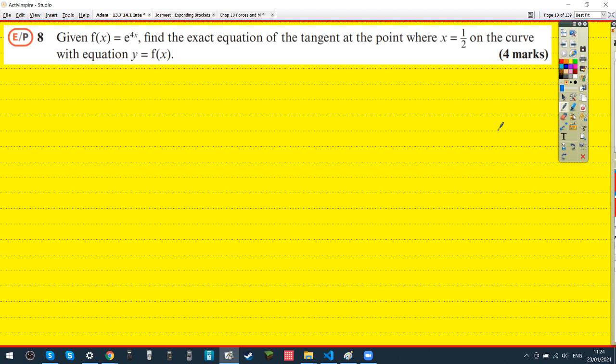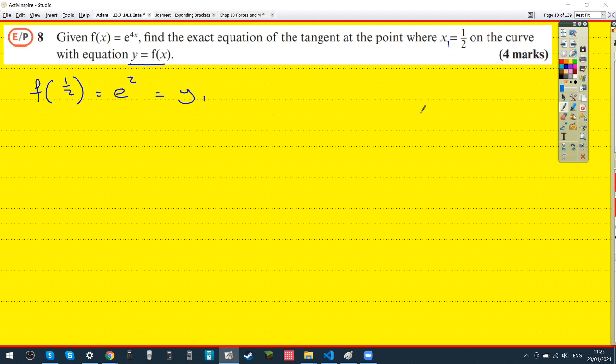Can you sub a half into e to the 4x? Yep. And that'll give you e to the 2. Yep. And then would you just... Wait, so what would you do now? Well, what is this thing? It says y equals e to the x. That's the equation of the tangent point, isn't it? So this one is basically the y coordinate, y1. Okay. This is x1.